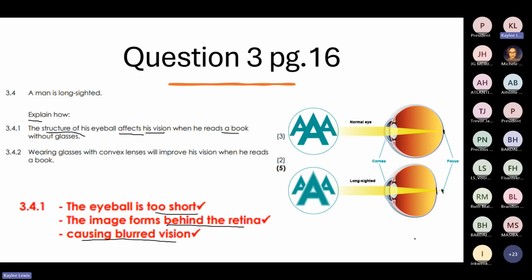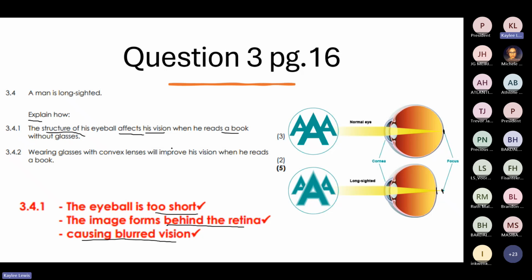Well, the image forms behind the retina. And how does that affect his vision? Well, it causes blurred vision. Okay, so that's how you would answer 3.4.1. Then we go on to 3.4.2.